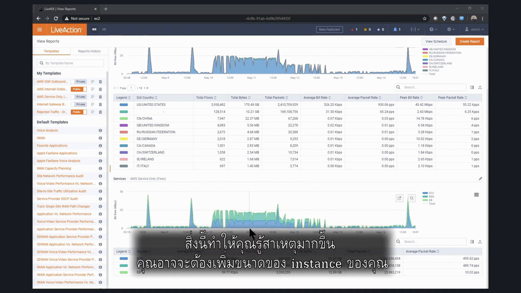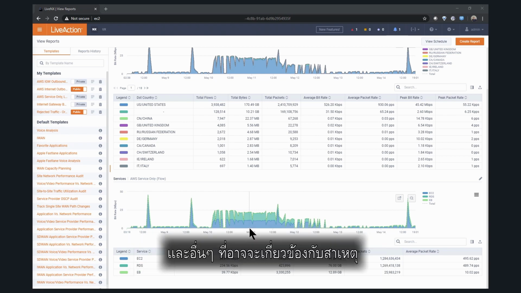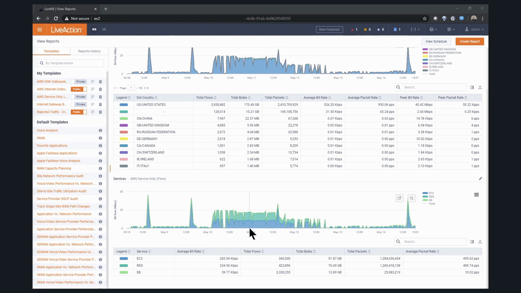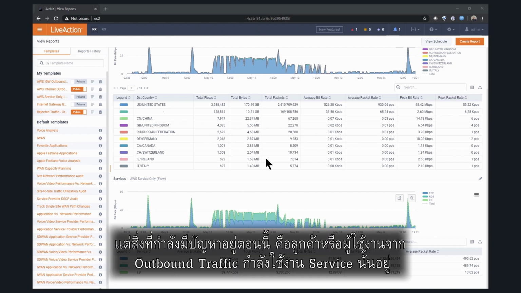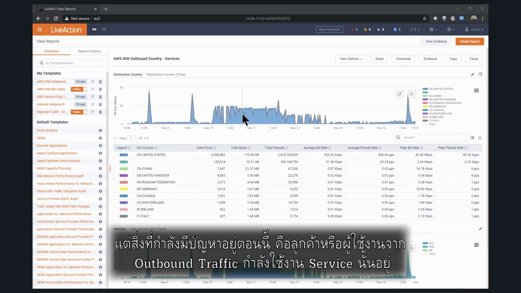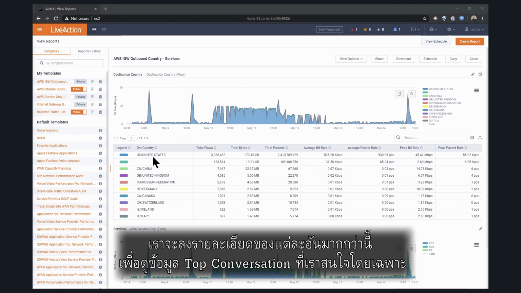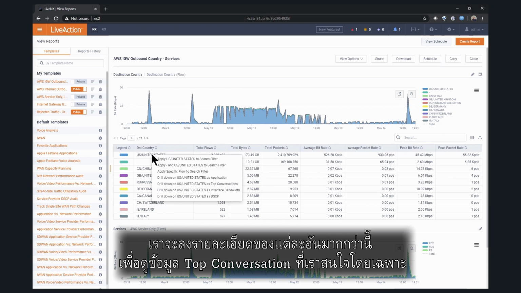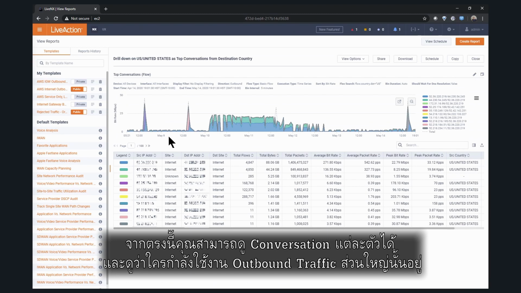So now that you have increased utilization, you might have to increase your instance size, and others that are related to cost, but what's driving that? So it's really this outbound traffic of customers or users using those services. And we can drill into more detail on each one of these to get specific top conversations if you're interested. So from this view, you can look at the individual conversations and who's consuming most of that outbound traffic.